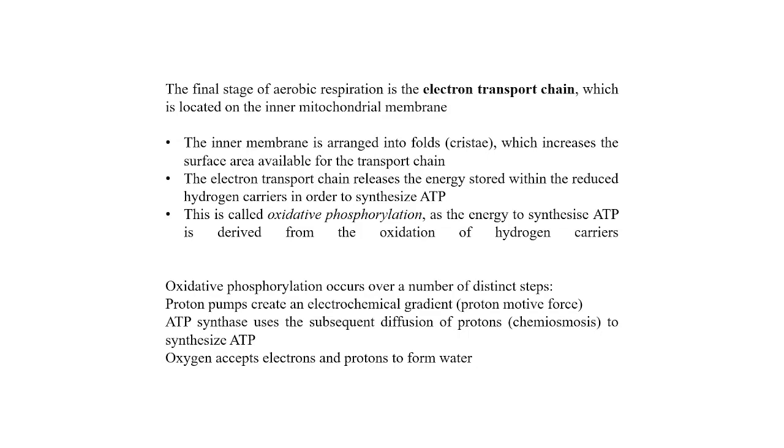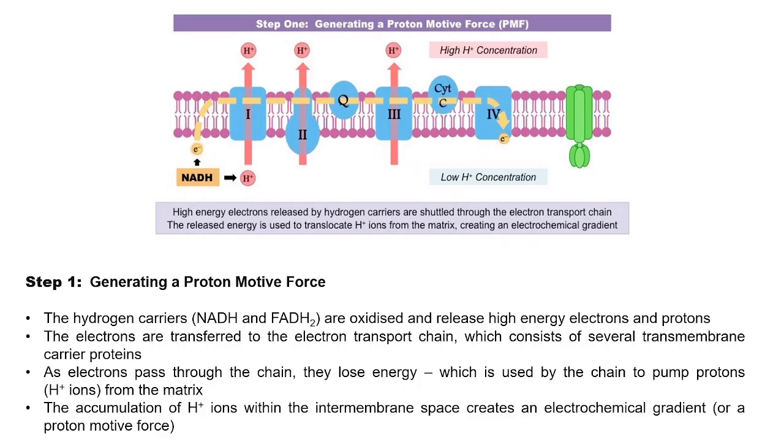So that is what happens in this oxidative phosphorylation procedure. In step 1, what happens? A proton motive force is generated. The hydrogen carriers, that is NADH and FADH2, are oxidized and they release high energy electrons, as you can see from here, and protons.